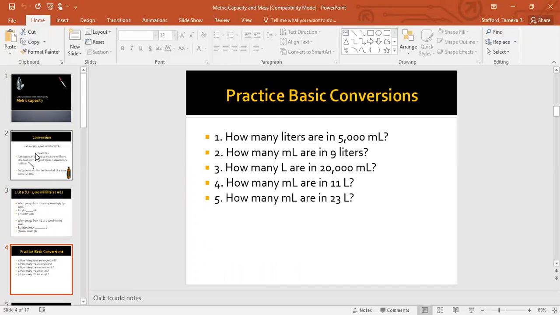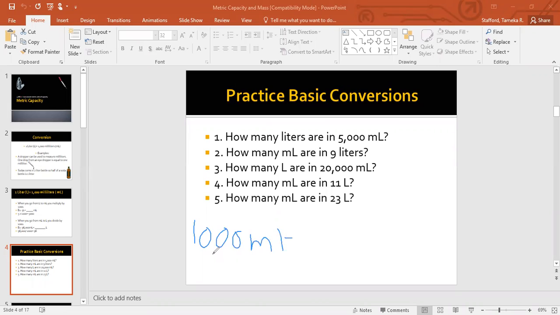All right, let's look at some practice basic conversions, all right? So again, let's review what we have. So let's put up here, we know that there are 1,000 milliliters equal to 1 liter, okay? So for number 1, how many liters are in 5,000 milliliters? Well, if there's 1,000 milliliters in 1 liter, 5,000 milliliters would be 5 liters, okay?